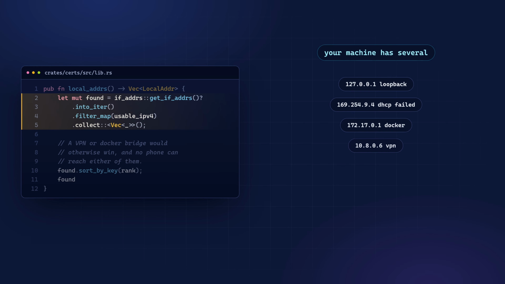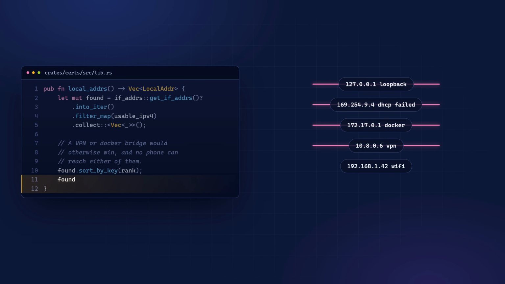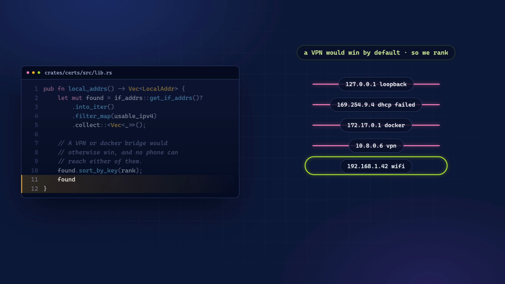Which exact address goes in the cert? Your operating system actually has a few available. Loopback is totally useless to the phone. Same with your messy local network interfaces. Our VPN would annoyingly steal priorities, so we rank them and explicitly pick Wi-Fi.